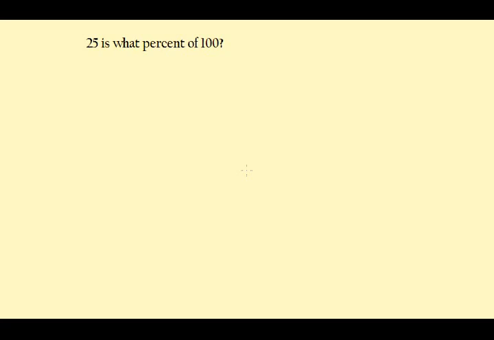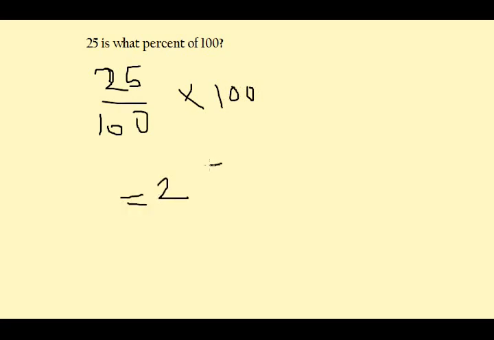So let's take a quick easy example. 25 is what percent of 100? This is a very easy example if you have learned the previous videos. This is 25 upon 100 into 100. This would give us an answer equal to 25. So this was a very easy example.